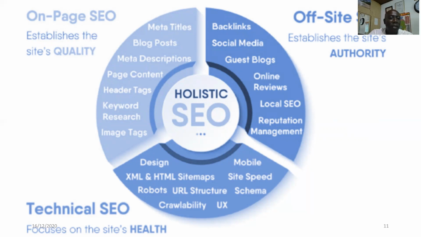So one, as you can see on the screen, is on-page SEO, which will typically establish your site's quality or your page quality. Then also off-site SEO, which will establish your site's authority when you have backlinks with other authoritative sites and social media sites, and so on and so forth. And then we also looked at the technical aspects of SEO, which we talked about: your design, your layout, your coding, the user experience, your site speed, your mobile friendliness, and so on. So all these, when put together, give you a very holistic SEO strategy.